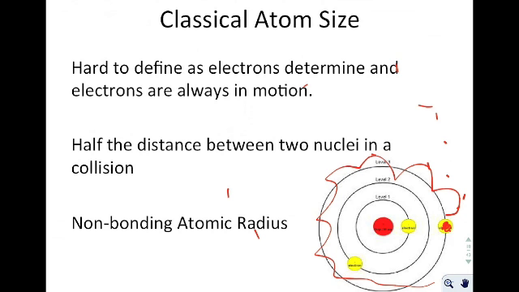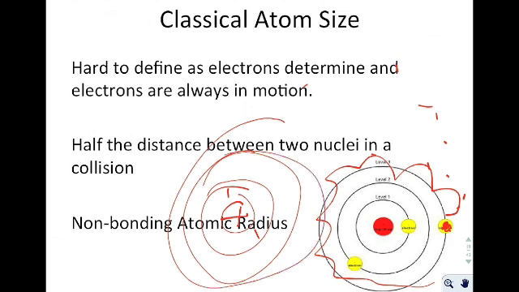Traditionally, the classical atom size has been, okay, if I have 2 of these atoms that are next to each other, what is half of the distance between the nuclei? That's generally how they define the classical atom size. That's also referred to as the non-bonding atomic radius. Okay, so we have some things with that.